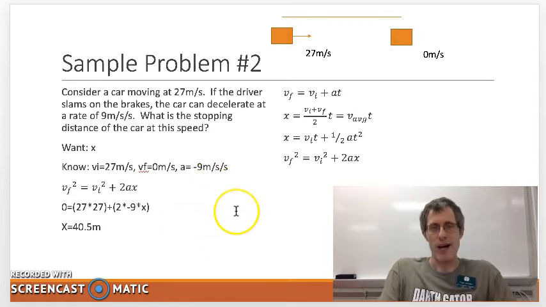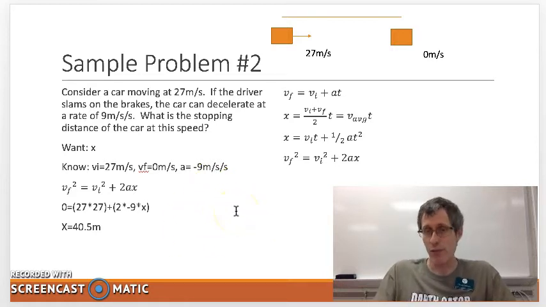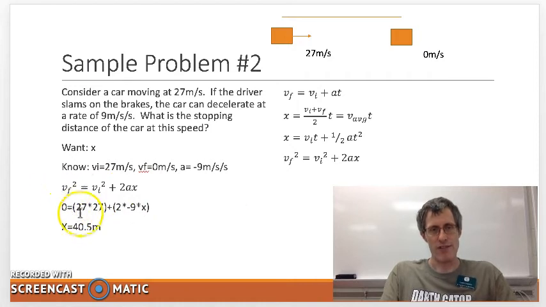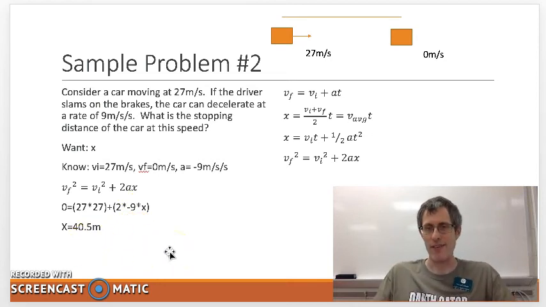Okay, now I pick an equation, and the fourth equation will work wonderfully for us. It has x in it, and it also has everything else that we know, and doesn't ask the embarrassing question about what the time is, because we don't know that. So I write the equation down. I plug in numbers here. VF is 0, VI is 27, and then we have acceleration is negative 9. And then I do some algebra 1, and I solve for x, and I get 40.5 meters. And that's all there is to it. So good luck.